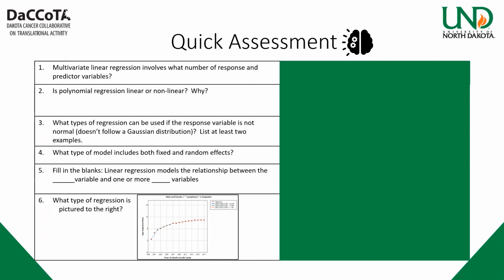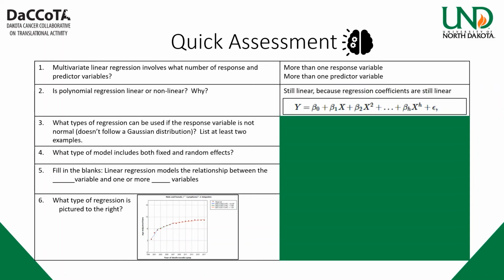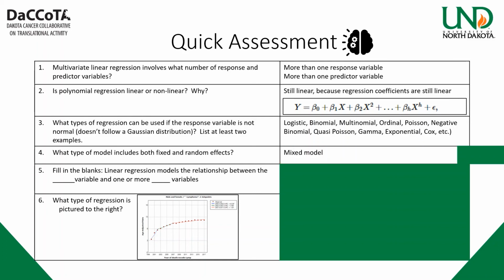All right, welcome back. Let's take a look. Multivariate linear regression is more than one for each of response and predictor. Polynomial regression is actually still linear because the regression coefficients are still linear. And what type of regression? Well, there are all sorts that aren't Gaussian. For example, logistic, we looked at Poisson, binomial, gamma, and the like. What type of model includes fixed and random? Fixed and random is a mixed model, you're mixing fixed and random.